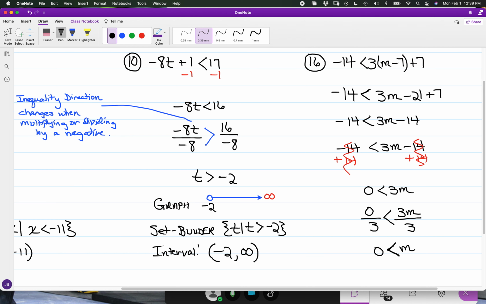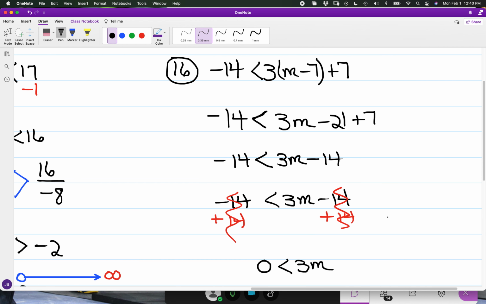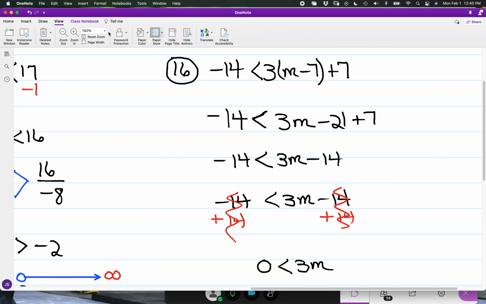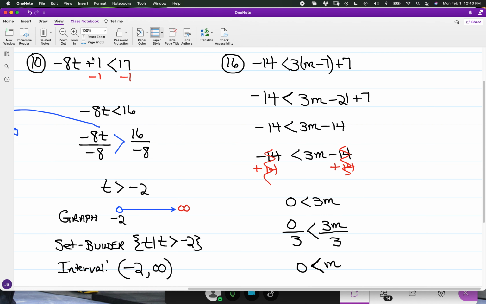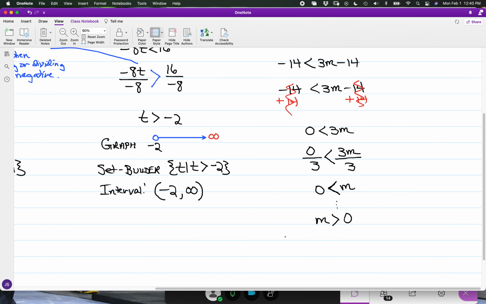And looking at this result, if I rewrite this in its logical equivalence, whereupon I'm going to have m on the left hand side, to say that 0 is less than m will be the same logically as m is greater than 0. And so just looking at what we have in terms of graphing.